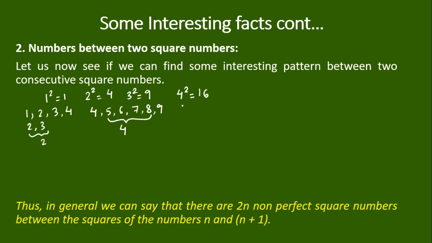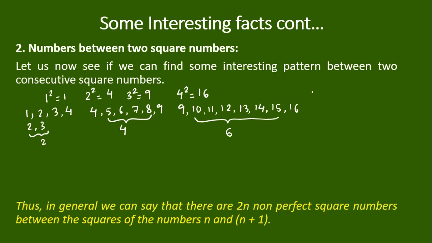Now between 9 and 16, let's see how many non-square numbers are there. So after 9 we have 10, 11, 12, 13, 14, 15 and then 16. So how many non-square numbers do we have? 1, 2, 3, 4, 5 and 6. Okay. So 6 non-square numbers we have between 9 and 16.